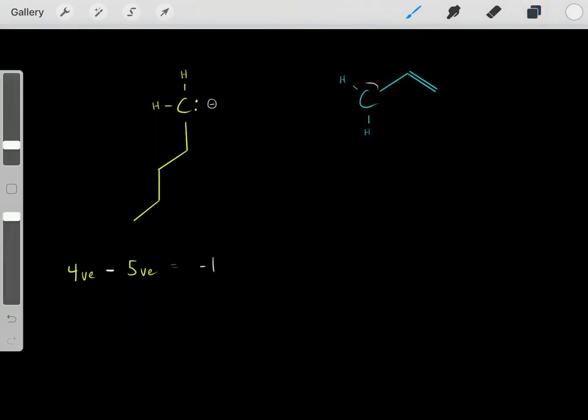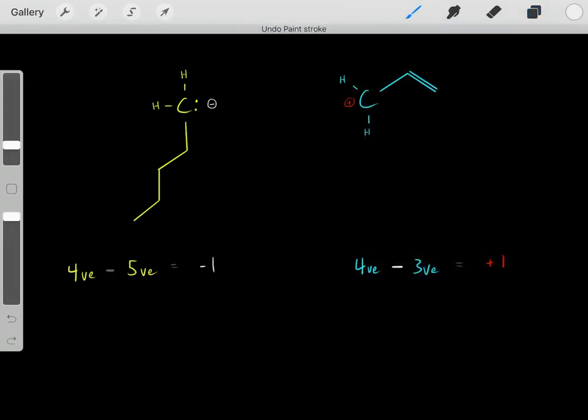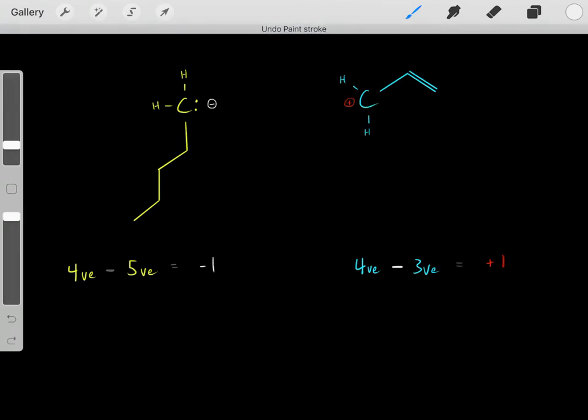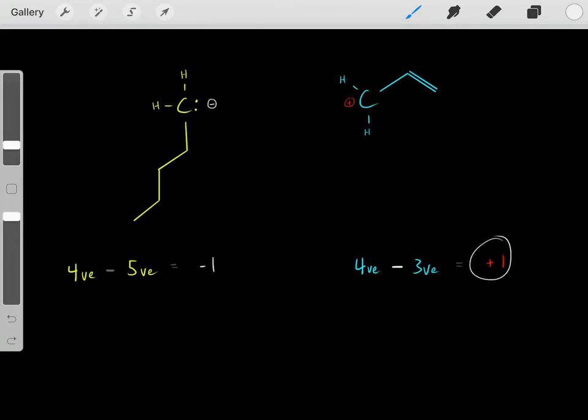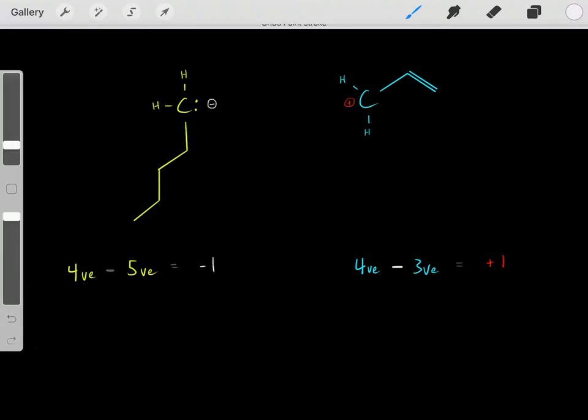However, what if we have this carbon? Well, again, we can determine the formal charge of this carbon, and we know this carbon would have a formal charge of +1. And again, we find out how many valence electrons carbon is supposed to have and subtract it by the number of valence electrons it currently has. So if we did that, we would get +1. So we know this carbon has a formal charge of +1.